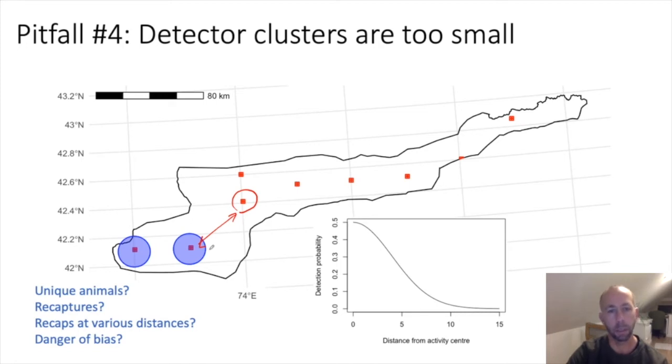The problem with this design is that we've put the cameras in each cluster too close together, so we're going to have the same problem as when we put cameras too close together. If an animal has an activity center here, if it's detected on one camera, it will probably be detected on others, but this gives us very little information about sigma. So, although we're covering a large area and so we should get a reasonable number of unique animals, and we've got cameras spaced close together to get recaptures, those recaptures won't be at a variety of distances.